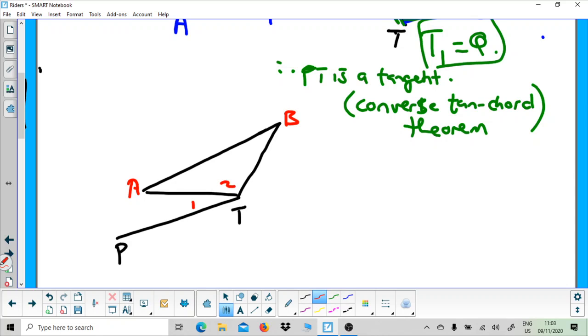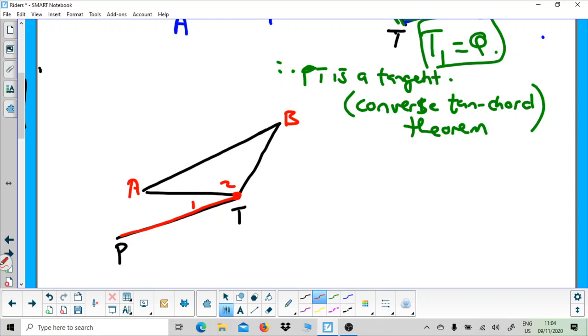So I'm just going to do this. If you can pick up, they want you to prove that PT is a tangent to a circle passing through ABT. If you can pick up which angles to prove without having to draw a circle, then I'm saying you are doing well. So in this situation, the first time the tangent touches the shape was right here.